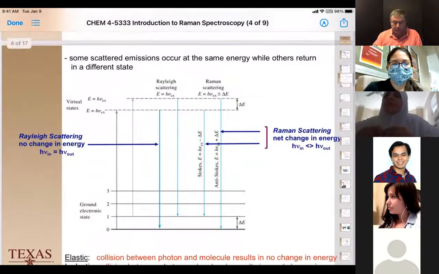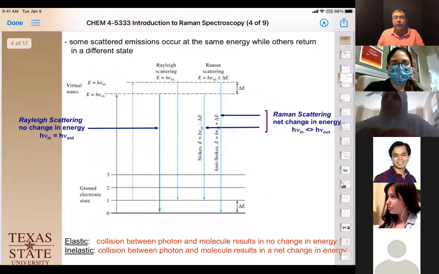Okay, so let's look at that again. If there is no change in energy from the scattered light coming from the system, that means that the same amount of energy got to the excited state as was emitted during the scatter. And we call that elastic scattering because it's one-to-one energy wise.